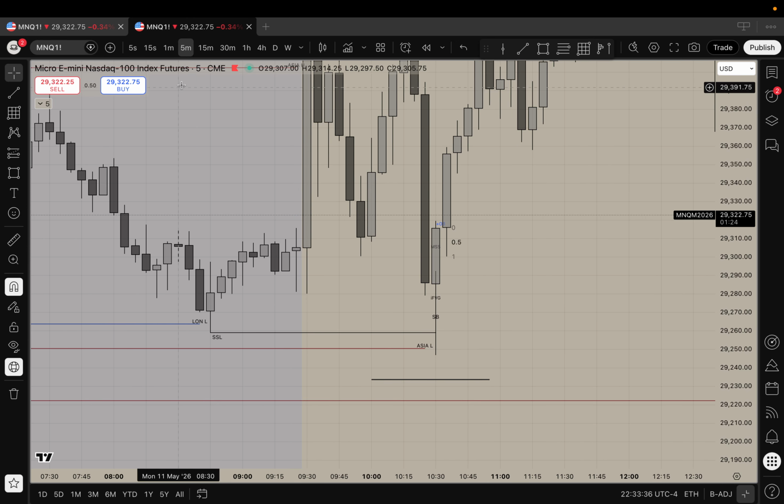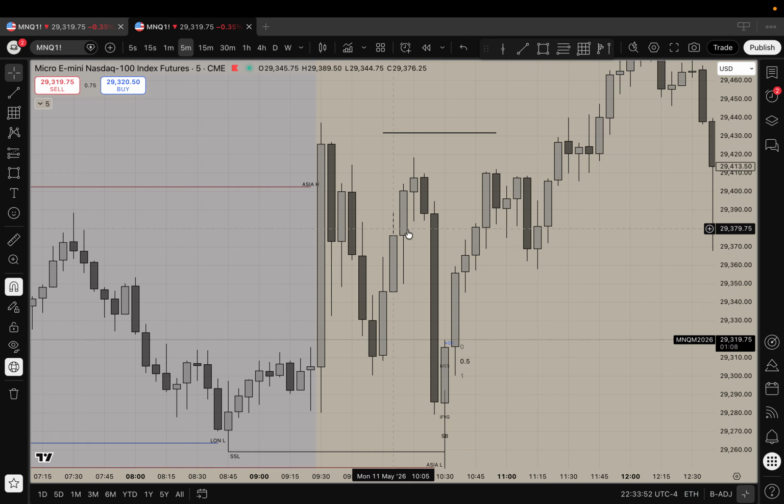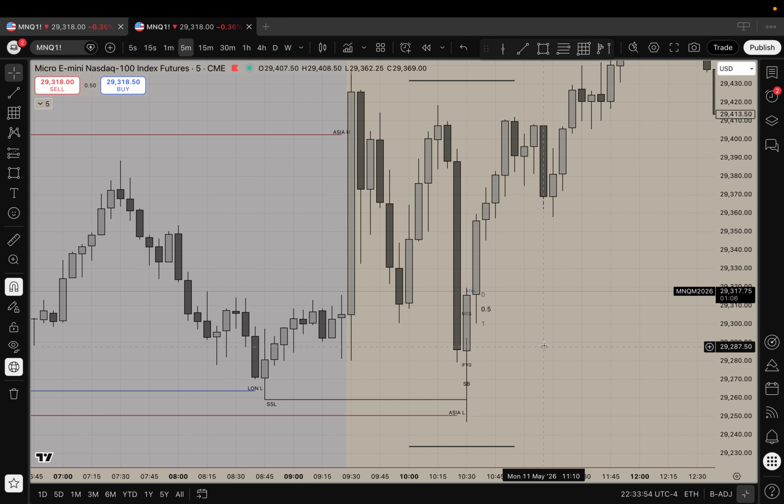So that is our ideal way to take an ICT Silver Bullet entry. We go from the high time frames, look for manipulation, then we go to the low time frames, look for a low time frame entry, and then high time frame for that target, which is what I just walked us through.